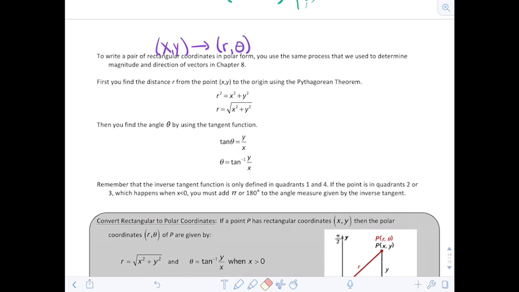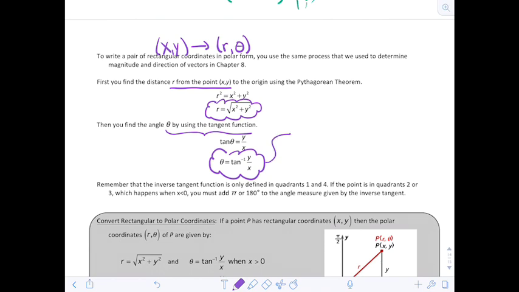We are not talking about vectors. We are talking about the polar coordinate system, but it is almost exactly the same, so we can directly apply it. So first of all, to find the distance r from the point x, y to the origin, we're going to use the Pythagorean Theorem. So here's the first piece that we should know. r is going to be the square root of x squared plus y squared. And then to find your theta, you're going to use that tangent function. So theta is going to be the tan inverse of y over x.